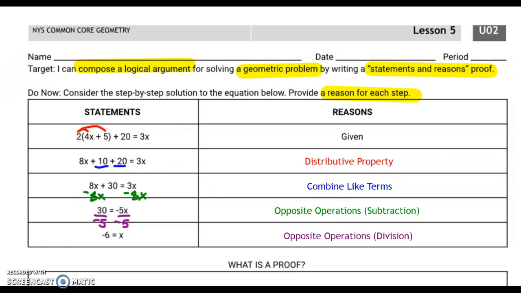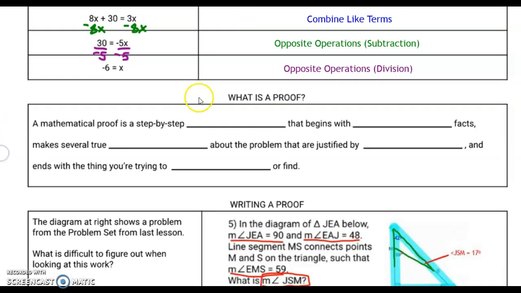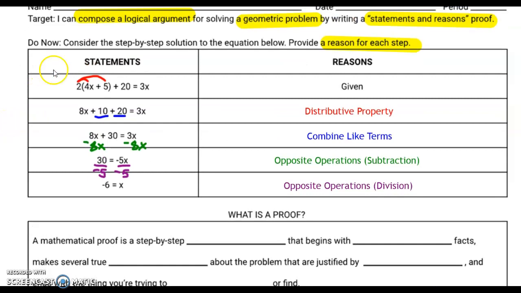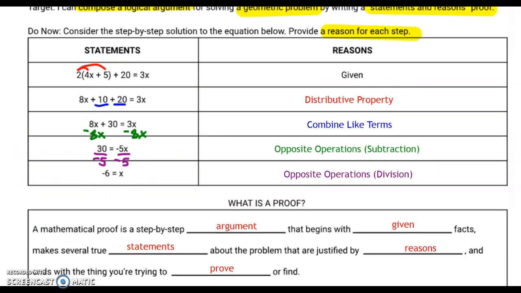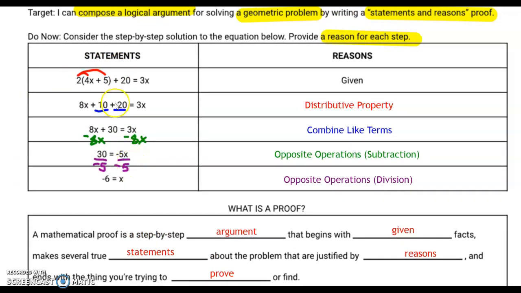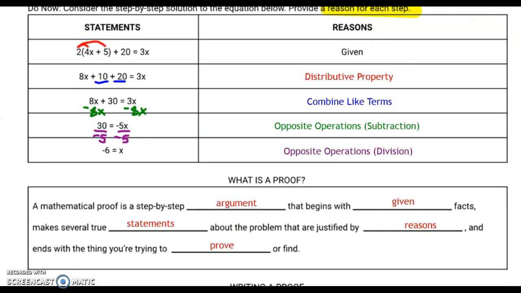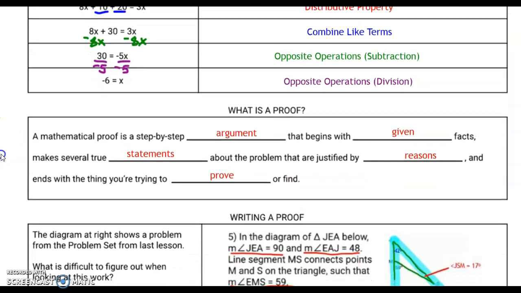Now, to be specific, what is a proof? In this case, or in every case in math, a mathematical proof is a step-by-step argument, kind of like the argument that we made up here, all the way from the beginning to the end. So the mathematical argument that begins with the given facts, makes several true statements. In this case, the statements are all of the steps of the equation. The true statements about the problem that are justified by reasons.